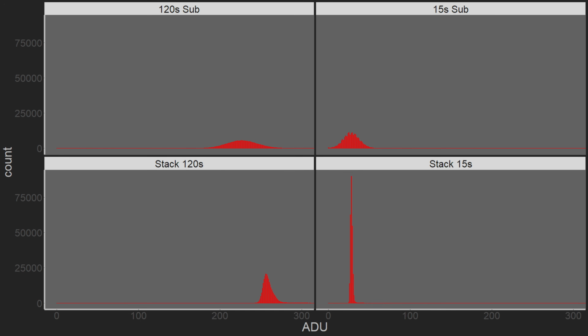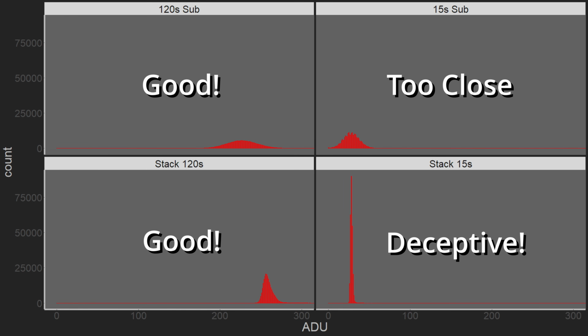The idea is simple. We want to know whether the signal in our light frames is strong enough to rise above the camera's read noise. If it isn't, then each subframe is dominated by read noise, and stacking becomes very inefficient.